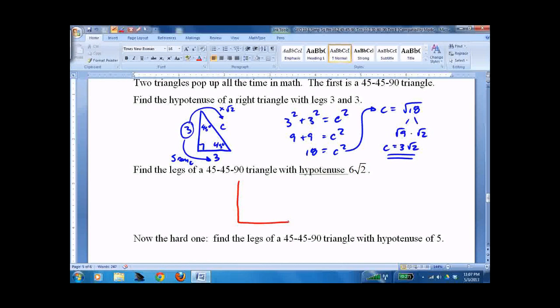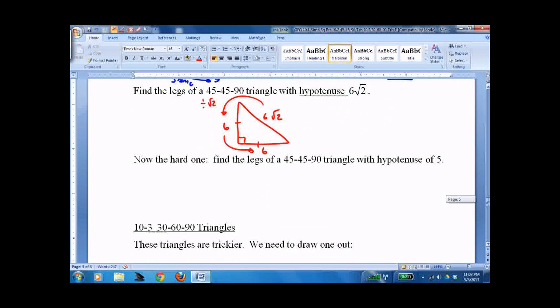This would be backwards. Have to know these are congruent or that it's 45-degree angles. Either one's good. You see root 2 there, so if you're going this way, you divide by root 2. Gives you 6, and you know that these are going to be the same 6. Now, rather than do all the math, you have the rules, the tricks memorized, and it can save you a great deal of time.